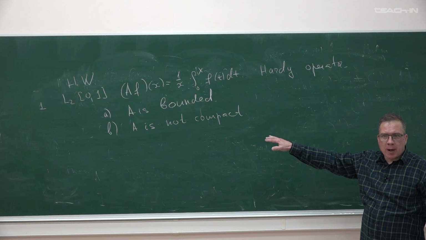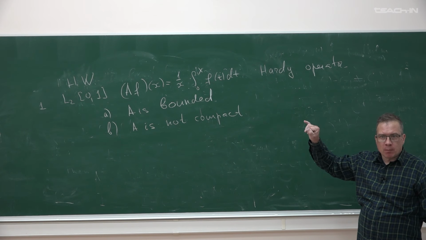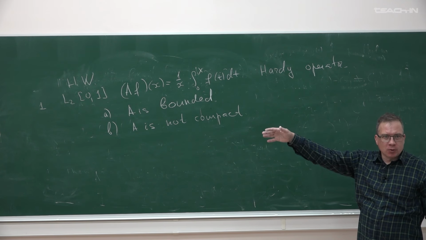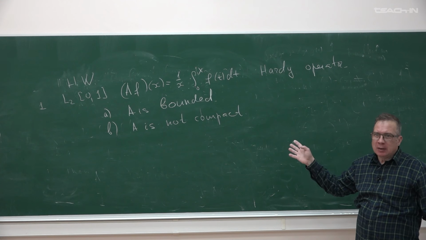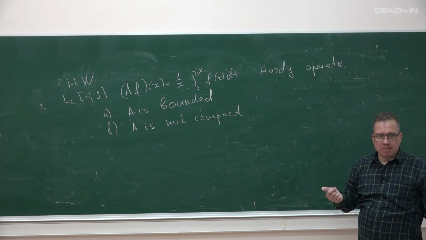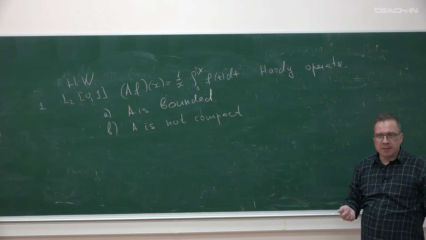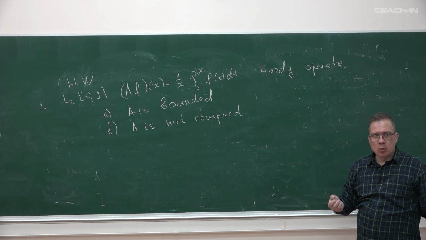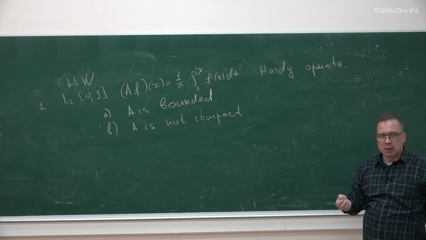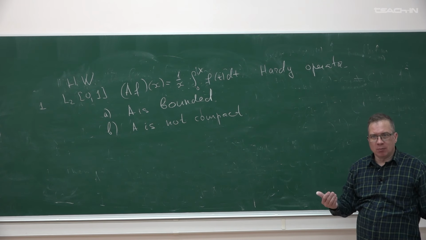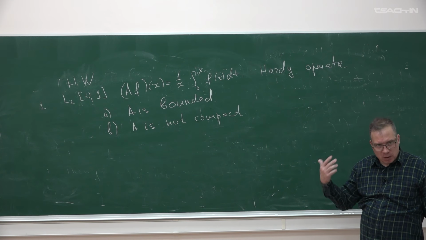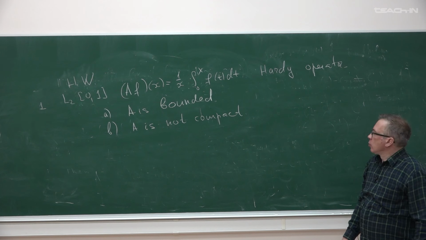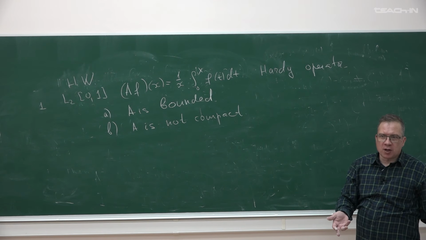What is the way to solve item B? Item A you can prove by definition, with some tricks of integration. And B, how can you solve it? By definition of compactness it is difficult, but by some property of operators it is easier. What additional property of compact operators did we prove today? If we take a weakly converging sequence, a compact operator makes it converge in norm. So we can invent a special weakly converging sequence and check that the Hardy operator does not make it converge in norm. But how to guess the construction of this weakly converging sequence?